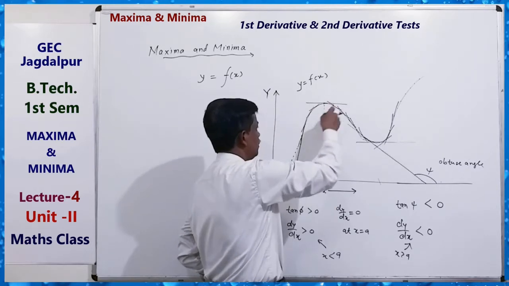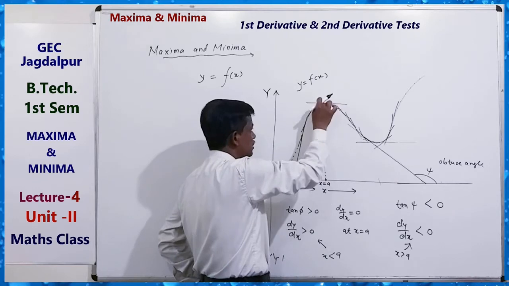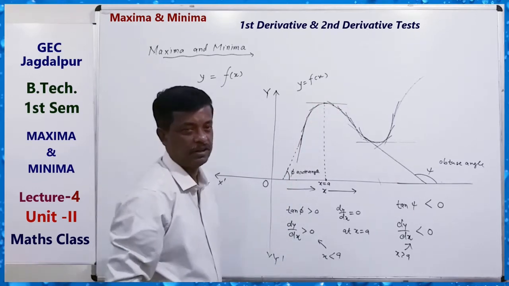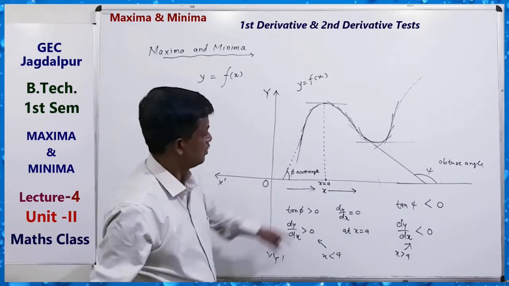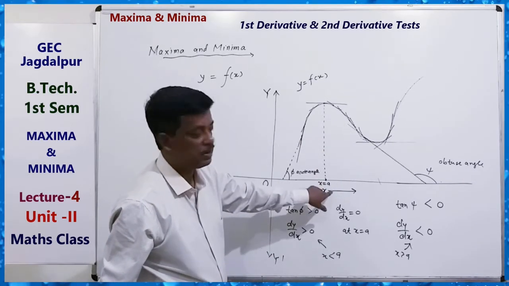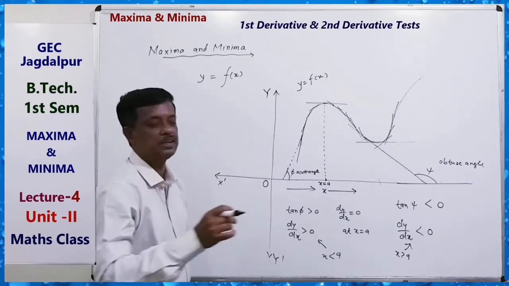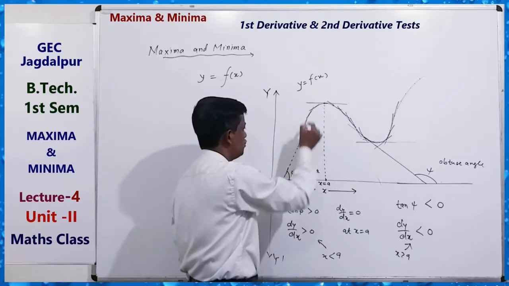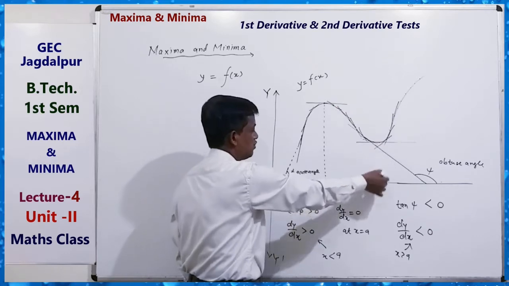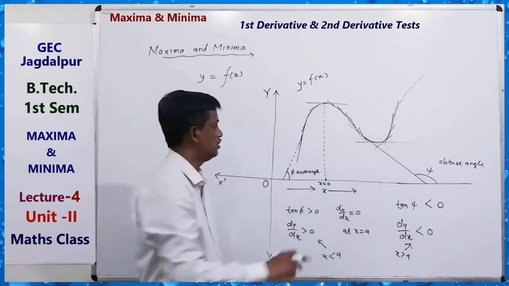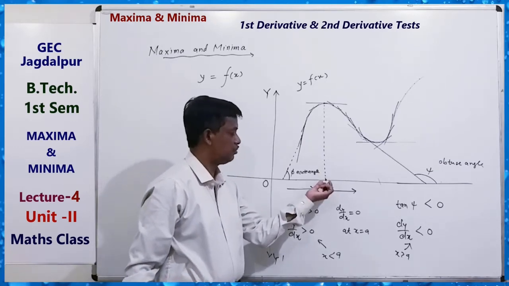For a neighborhood of x equal to a, this is the peak point, and here we can say the local maximum or maximum point. This is the point of maximum, and at this point the function attains its maximum value, because all the values up to this value are smaller than this. This is the maximum value for the neighborhood of a.